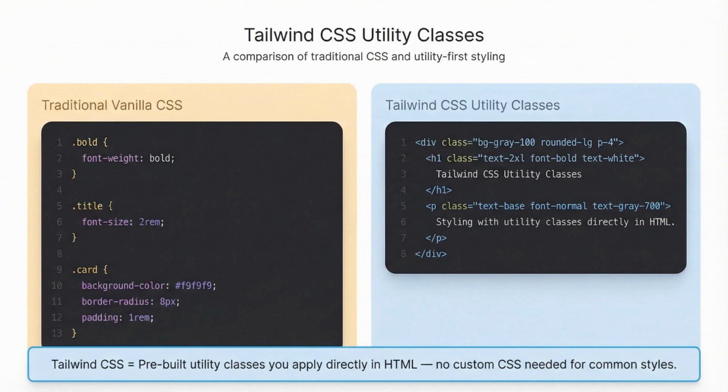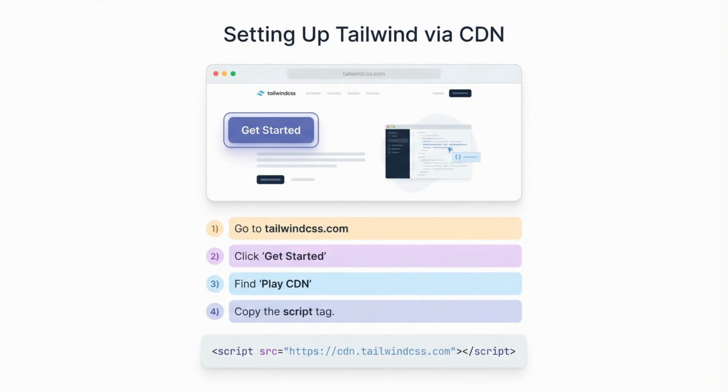Instead of naming and defining your own classes, you compose styles from a large set of pre-built utilities. It speeds up development dramatically because the mental overhead of naming things and switching between files is almost entirely eliminated. Before you can use Tailwind in a project, you need to include it. The quickest way to get started, especially for learning and experimenting, is through the Play CDN.